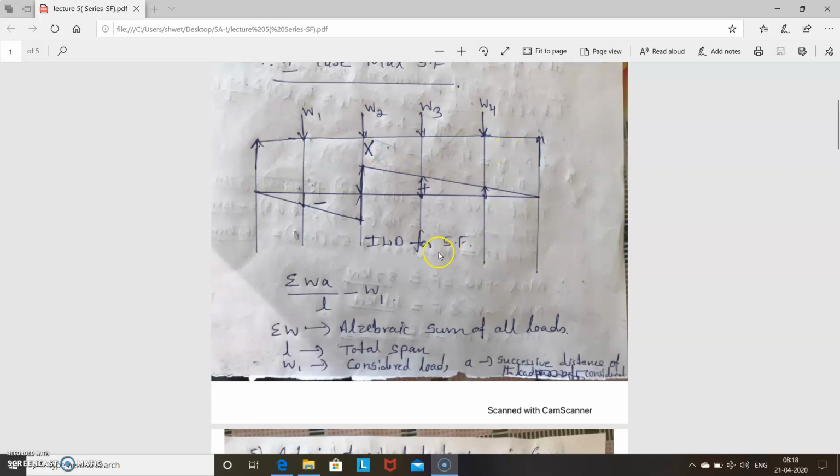So there is one formula to find which load you have to place at the section. You have to use this formula: summation of W A divided by L minus W1. The summation of W is the algebraic sum of all the loads, that is W1 plus W2 plus W3 plus W4, and A is the corresponding distances. Suppose this is A, this is B, this is C, like that. And W1 is whichever load you are considering. Okay.